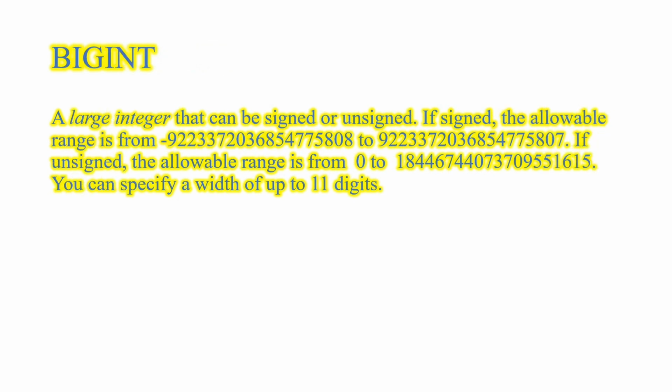And the next type of numeric data type is big int, a large integer that can be signed or unsigned. If signed, the allowable range is from -9223372036854775808 to positive 9223372036854775807. If unsigned, the allowable range just becomes double, from 0 to 18446744073709551615. You can specify the width up to 11 digits.